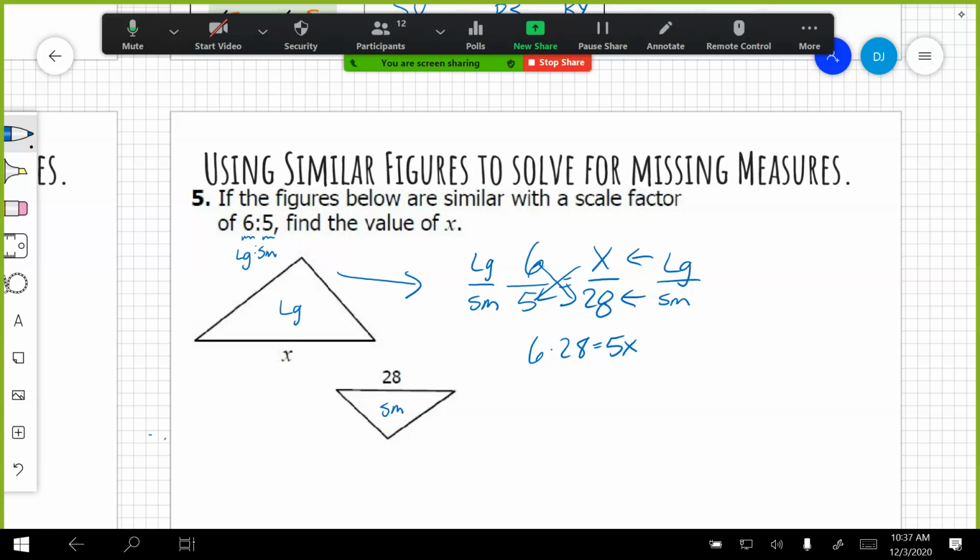Okay, so from here we're going to have 6 times 28, which is 168 equals 5x. And then we're going to go ahead and divide both sides by 5. Okay, so once we divide that by 5, we're left with 33.6 equals x. Any questions on that before we move on?